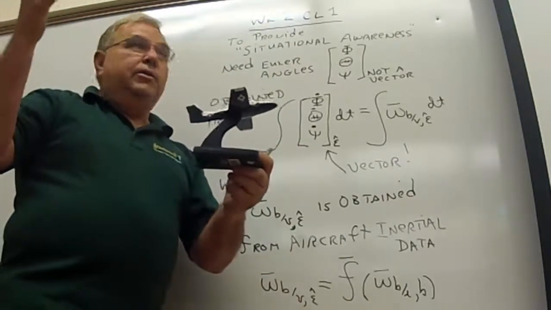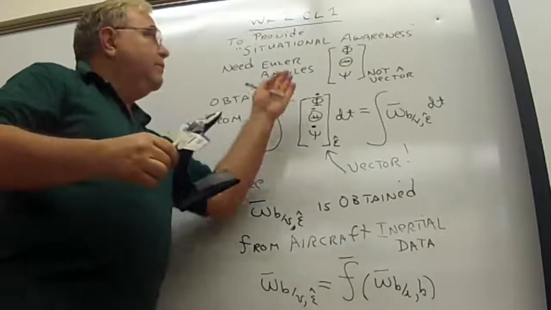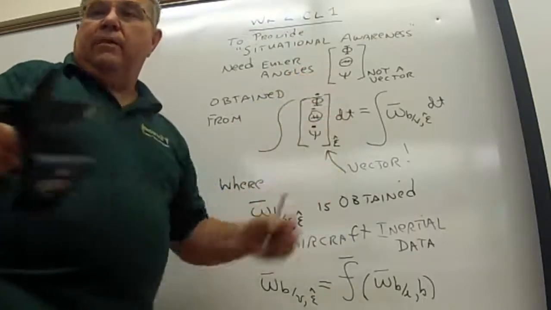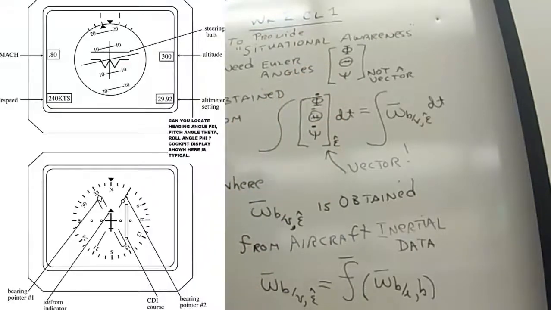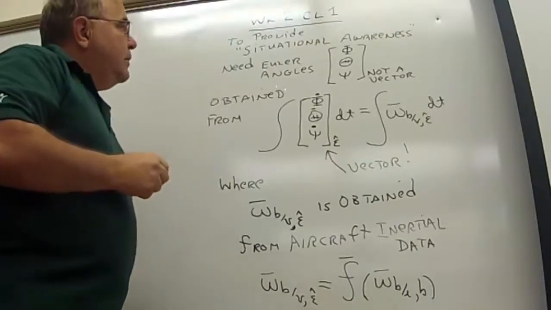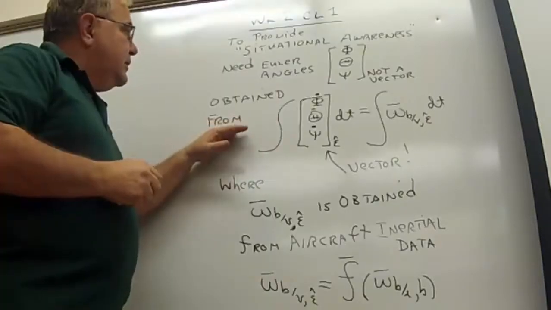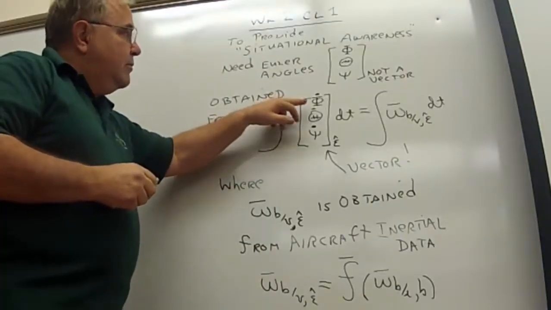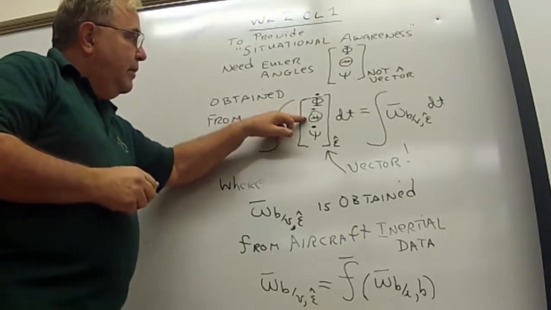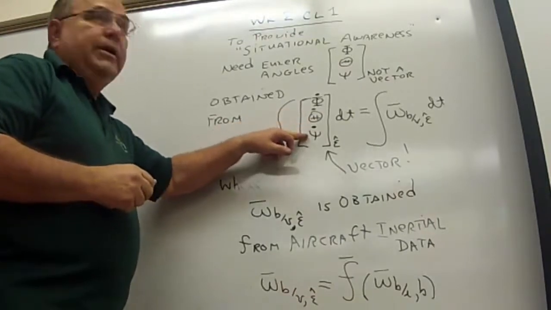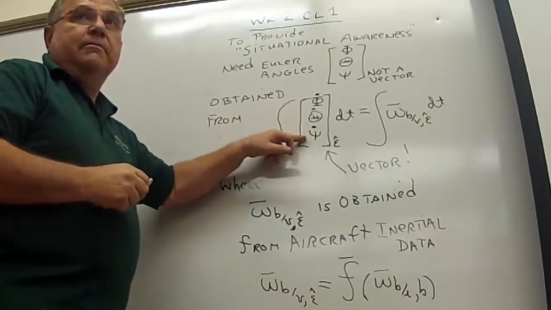The pilot sees that when he looks out the window. How do you get that to him? Well, you have to give him the Euler angles and present them on a display in the cockpit. We'll show you those displays today. If you're using instrumentation, inertial instrumentation, I should say, if you're not using simple aircraft instruments to get this, then you need to get the rates: roll rate, pitch angle rate and heading angle rate. You need to get these rates, and then you integrate them.